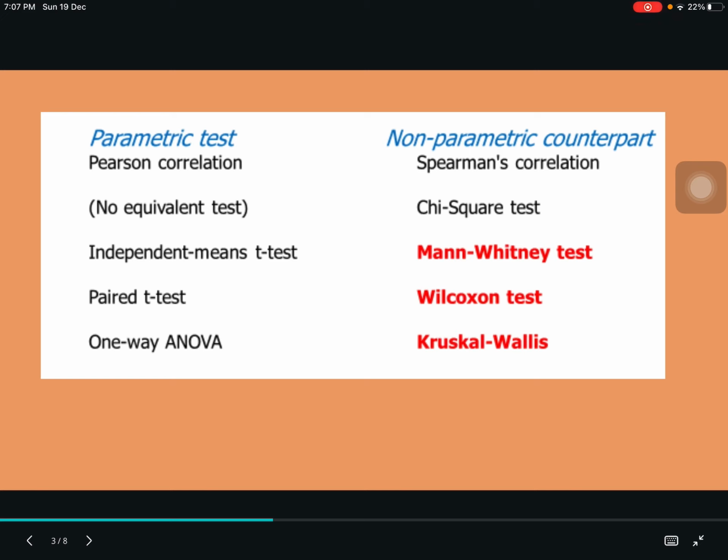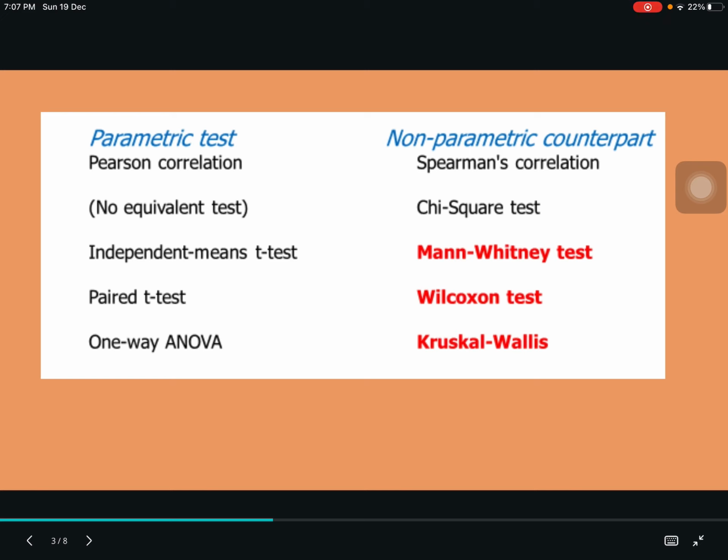Kalau data tersebut independent test, kalau data tersebut normally distributed, then we can use independent t-test. But when the data is not normally distributed, then we have to use Mann-Whitney test. The same goes for paired t-test. And when it is not normally distributed, we have to use Wilcoxon. And when Anova, we will use that when the data is normally distributed. But when the data is not normally distributed, we have to use the Kruskal-Wallis.